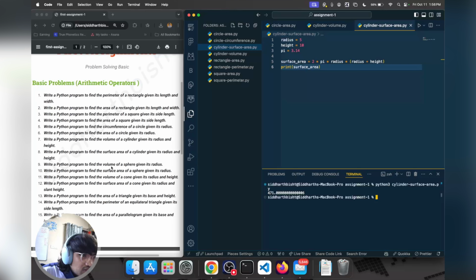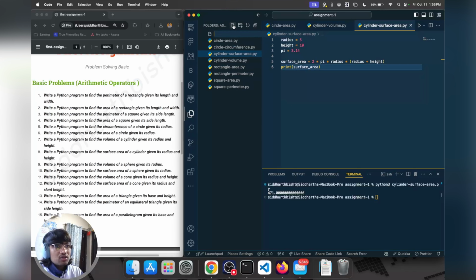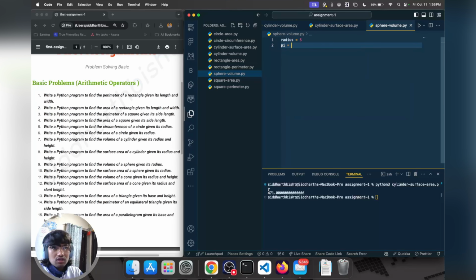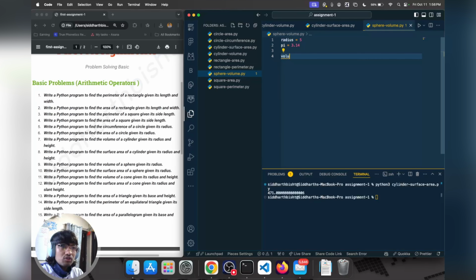Write a Python program to find the volume of a sphere given its radius. Sphere this time, sphere volume.py, and first of all we need its radius. Let's say its radius is 5, and we also need pi, 3.14, as always. To find the volume of a sphere, it is 4 by 3 pi r cube. So let's write volume equals 4 by 3. Let's put a bracket so it does it first: 4 divided by 3, 4 by 3 multiplied by pi r cube.